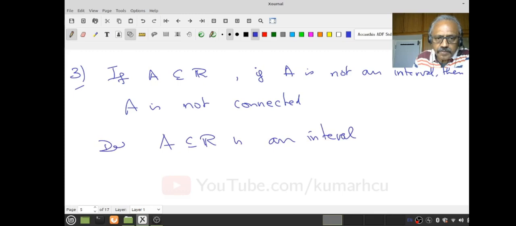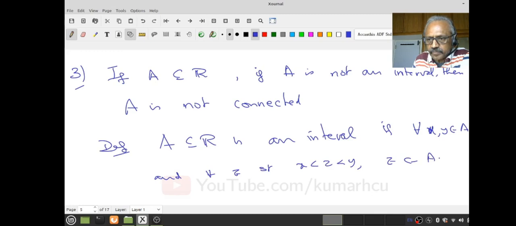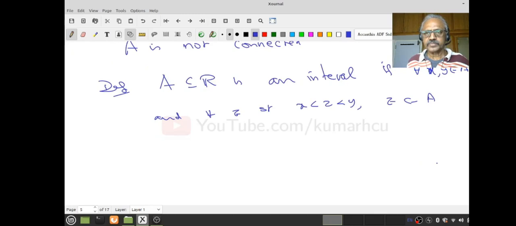Okay, this is my definition. If for every x, y in A and for every z so that x less than z less than y, then z is also in A. What does it mean? Whenever I take two points in A and if z is a point in between those two points, then z also must be in A. Try to understand that.